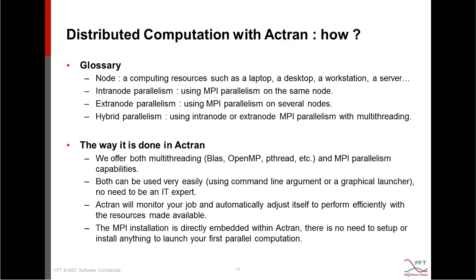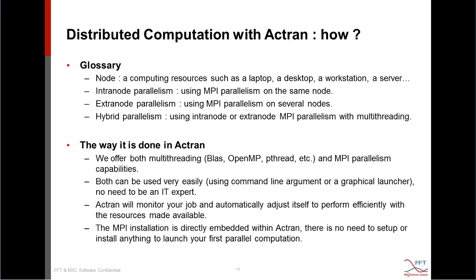And lastly, hybrid parallelism. The idea of hybrid parallelism is to take the advantages of multithreading and MPI parallelism, to use both features at the same time. So what we do basically in Actran is that we offer both the multithreading and the MPI parallelism capabilities. Multithreading is done inside a BLAS, with OpenMP as well, and with pthread. MPI parallelism is used all over the code when you need to do intranode or extranode parallelism.